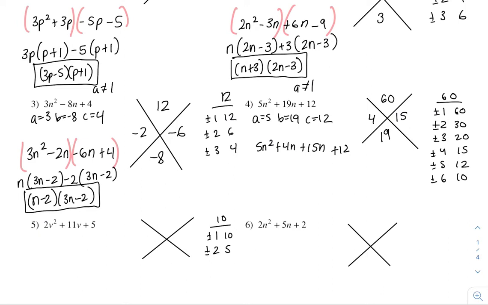Let's group these. So from the first grouping, we can factor out an n. So all that's left is 5n plus 4. And from the second grouping, we can factor out a 3 from both 15 and 12. So 15 divided by 3 is 5, and 12 divided by 3 is 4. Now we can factor out a 5n plus 4 from both. So then we just get the leftovers, n plus 3 times 5n plus 4.